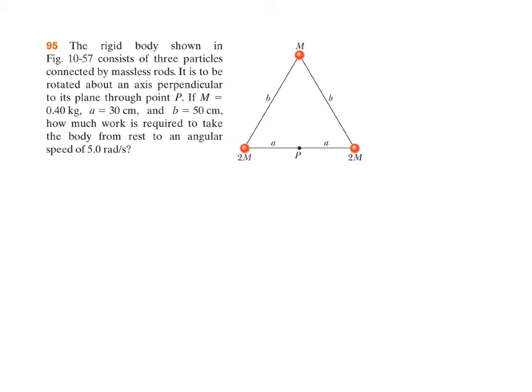And it also connects us to kinetic energy and work in this problem. So we have these 3 masses connected by massless rods. So those segments are all massless. It's to be rotated about an axis that's perpendicular to the plane, perpendicular to the plane through point P. So what direction would you say that axis is going? Is it the X, the Y, or the Z direction, the axis that we're talking about here?